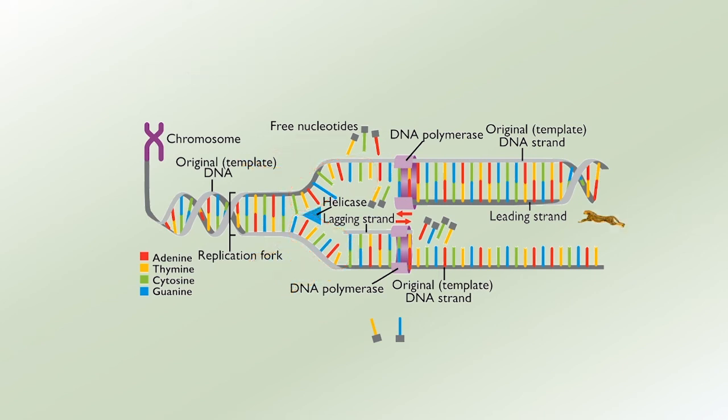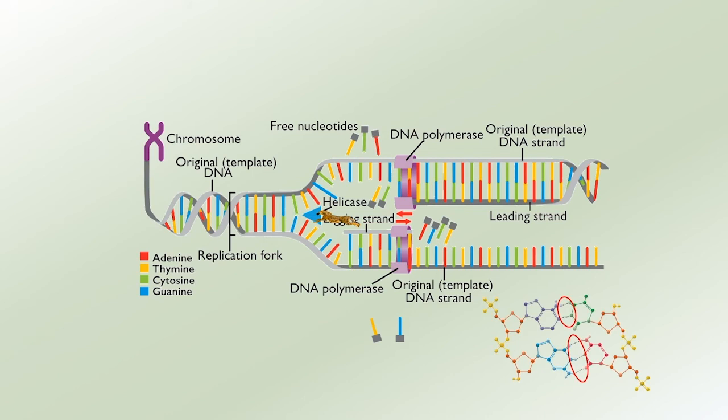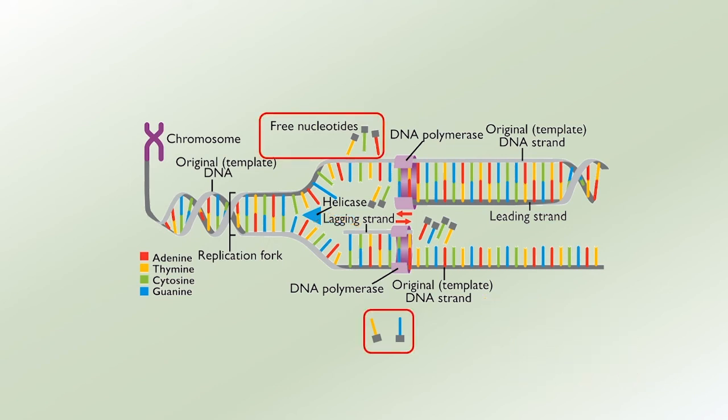First, an enzyme called helicase goes through and breaks the hydrogen bonds located between the nitrogenous base pairs. Those bonds are what hold the two DNA strands together. So the DNA will split apart, and then free nucleotides floating around the nucleus are added to the new strand, following the rules of base pairing, A to T and C to G.